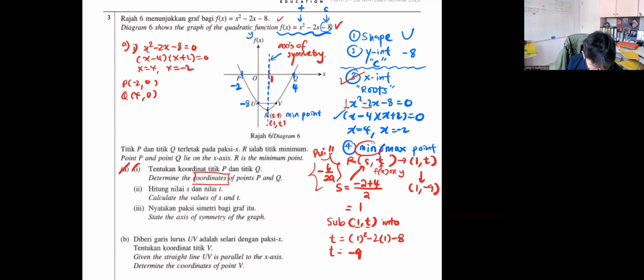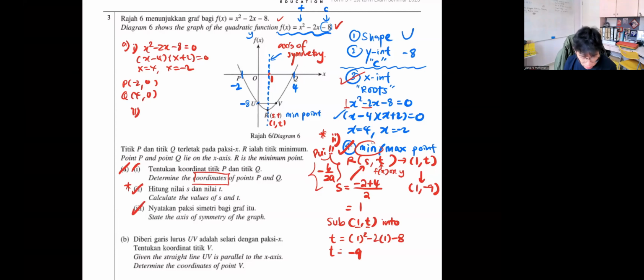Okay, next is our number 2. Number 2 says calculate the value of S and T. Easy. I already get my answer over here, right? So basically this is the part. If you're going to write your workings, make sure you write these parts. Sub into the proper equation. You can also use minus b over 2a to get it. So that's number 2.